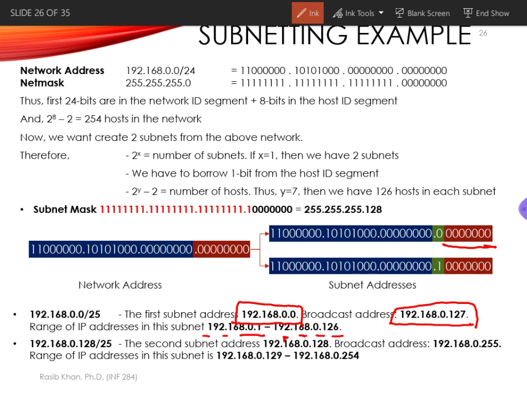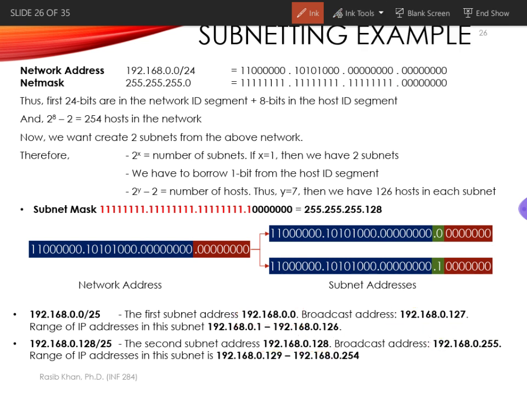For the other subnet, which is 192.168.0.128, if we set all the bits to zeros in the host ID, that is our network ID. And if we set all the bits to ones in the host ID, that is the broadcast, which is 192.168.0.255.